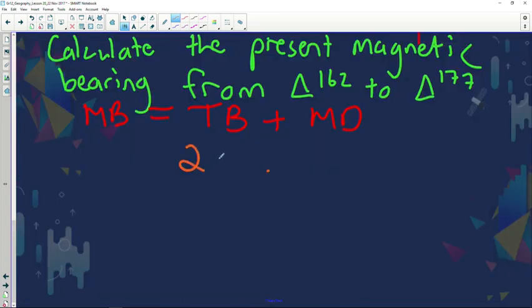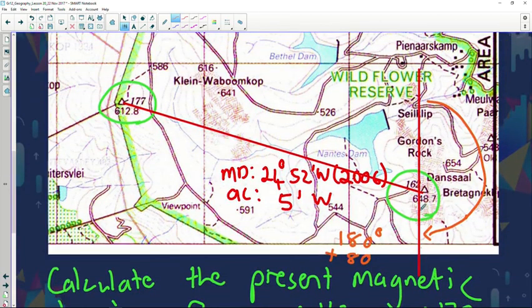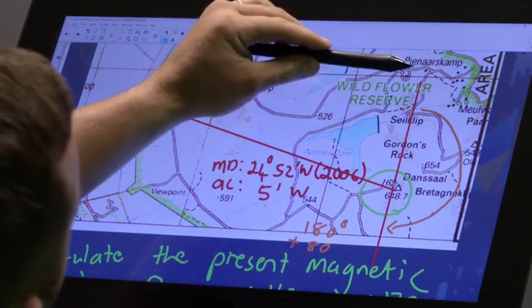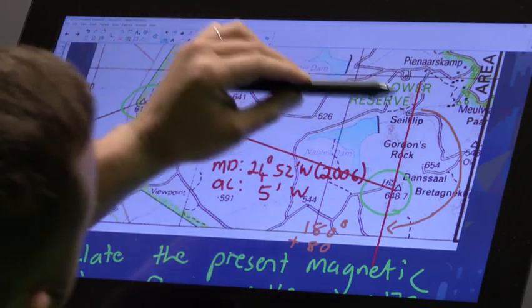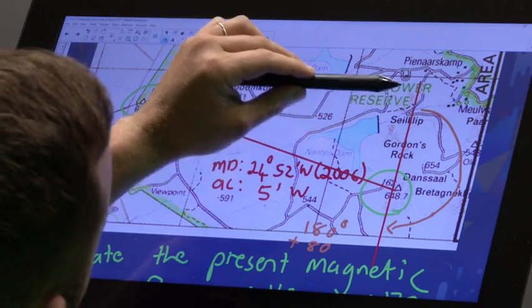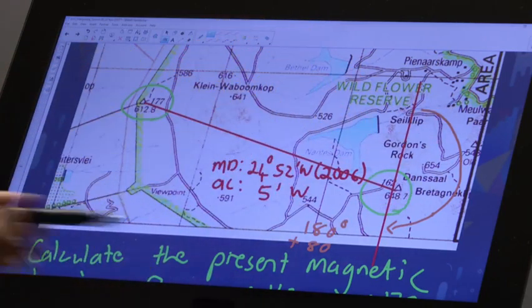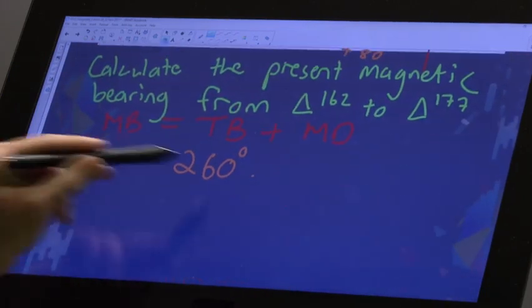Our true bearing is 260 degrees. How did we do that? We needed a true bearing from Trick Beacon 162 to Trick Beacon 177. We drew a north-south line, drew a line from where and to, placed our protractor with 0 degrees on the north-south line, moved around clockwise, and we got our answer of 260 degrees.